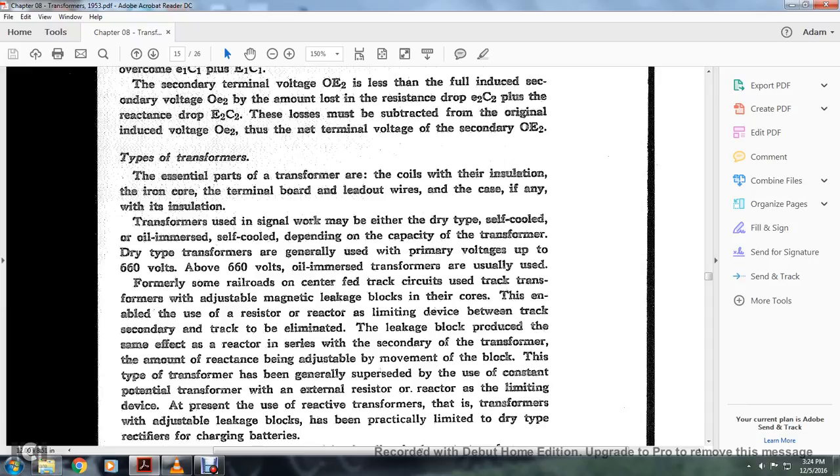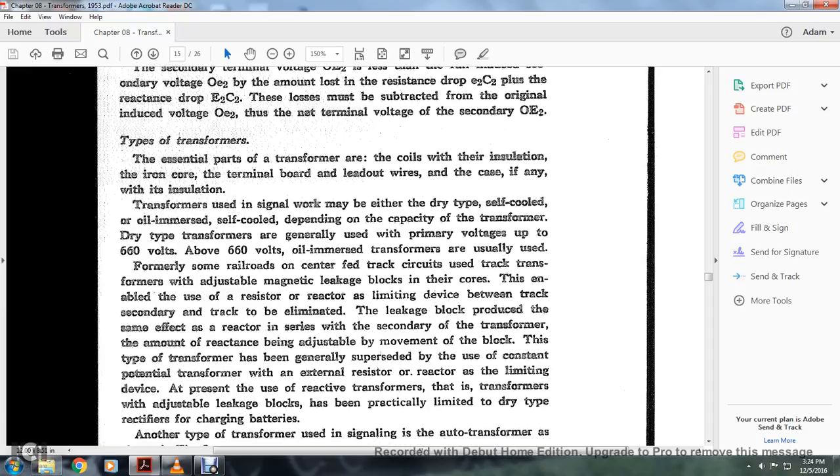Formerly, on some railroads with centrally fed track circuits, the track transformers had adjustable magnetic leakage blocks in the iron core. These made it possible to eliminate the resistor and reactor as a limiting device between the track and secondary. The leakage block produced the same effect as a reactor in series with the secondary of the transformer, the amount of reactance being adjustable by movement of the block. This type has generally been superseded by the constant potential transformer with external resistor or reactor as a limiting device. Present use of the reactive transformer, that is, a transformer with adjustable leakage block, has been practically limited to the dry type of reactors for charging batteries.